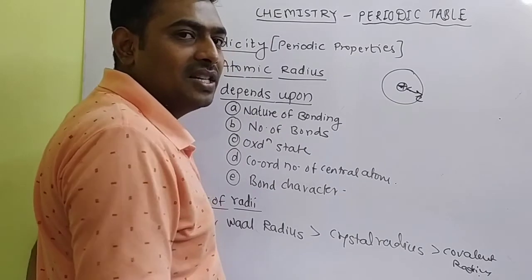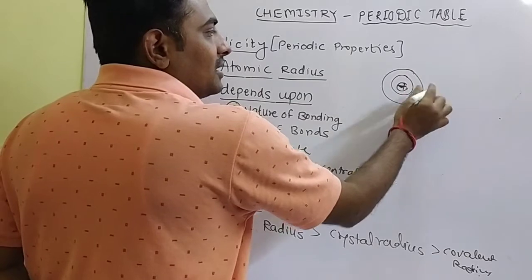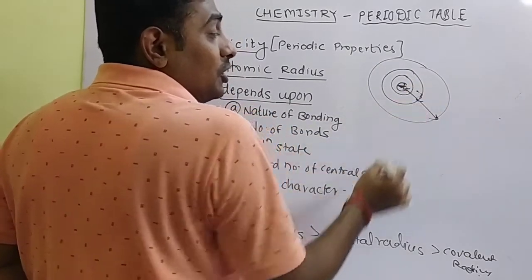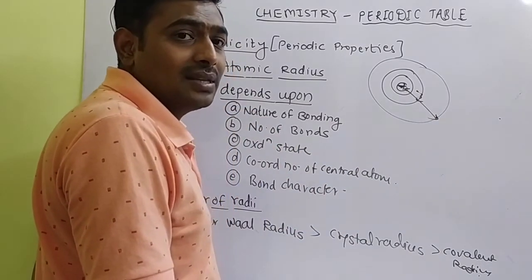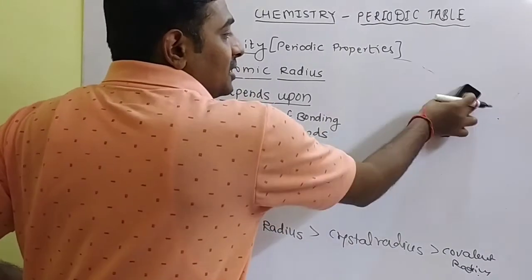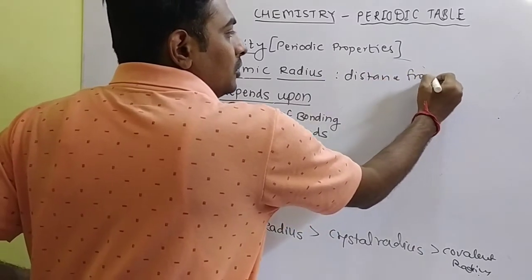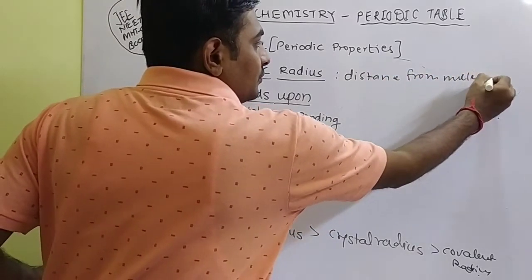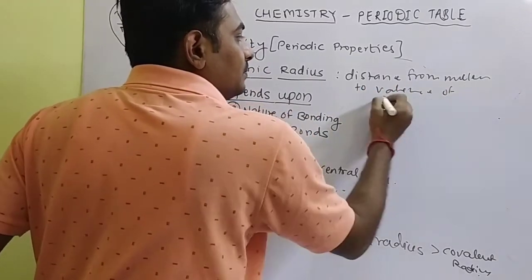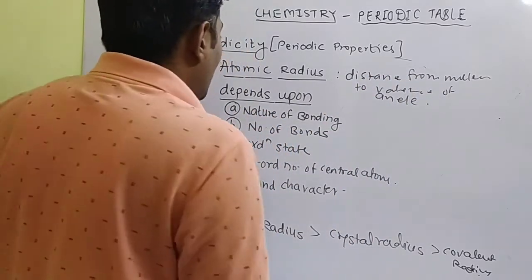When you observe, different shells are present in any element. If 2 to 3 shells are present, the last shell is your valence shell. So write the definition: the distance from the nucleus to the valence shell of an element is called atomic radius.